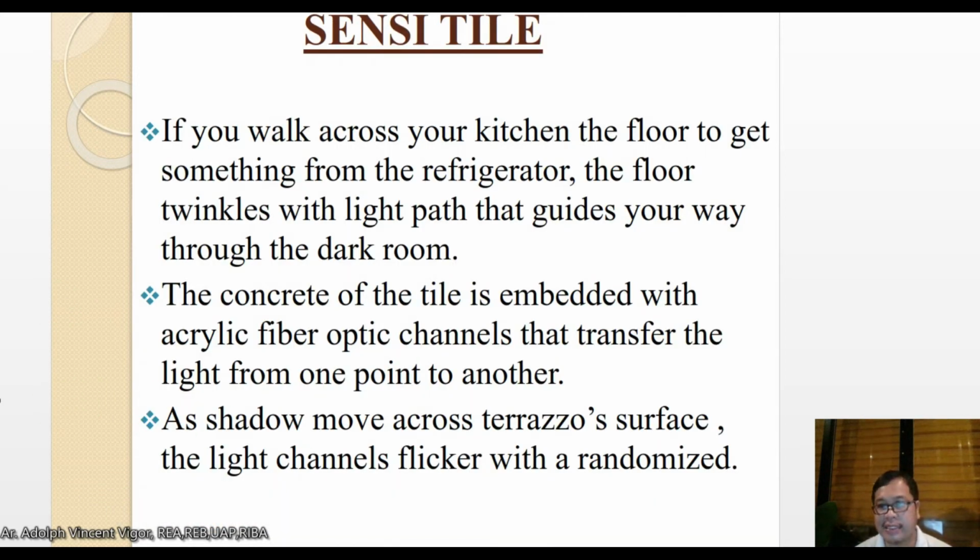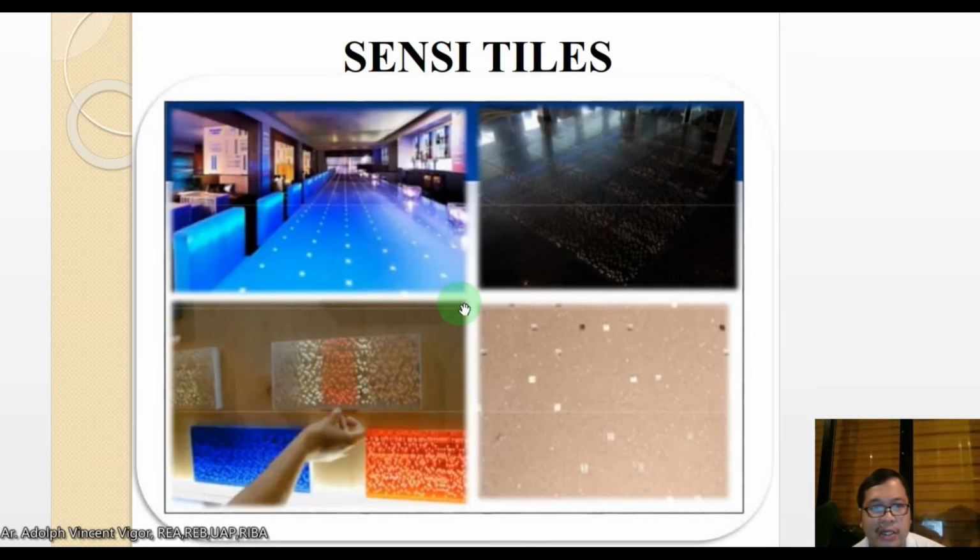Then let's go to sensitile. If you walk across your kitchen floor to get something from the refrigerator, the floor twinkles with a light path that guides your way through the dark room. The concrete tiles are embedded with acrylic fiber optic channels that transfer the light from one point to another. As a shadow moves across the terrazzo surface, the light channels flicker with a randomized pattern, I think. This is a sample of sensitiles.